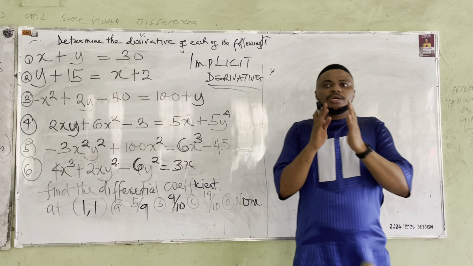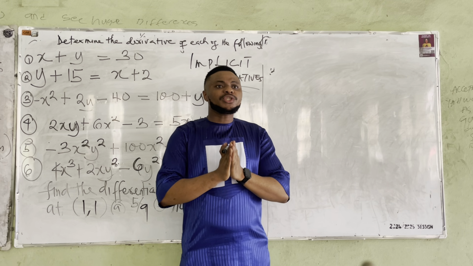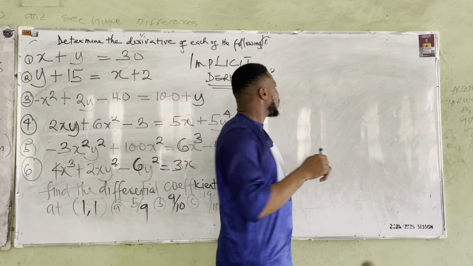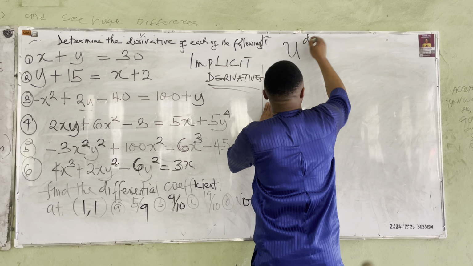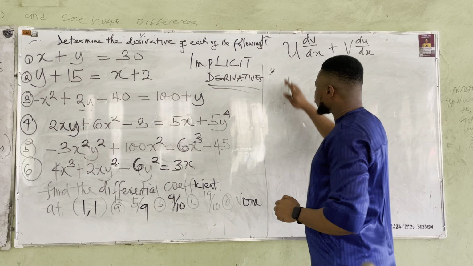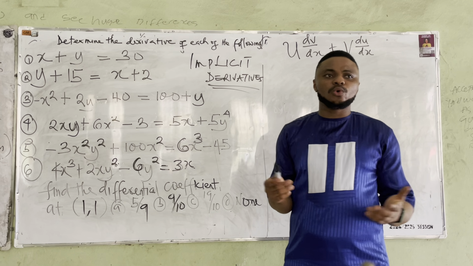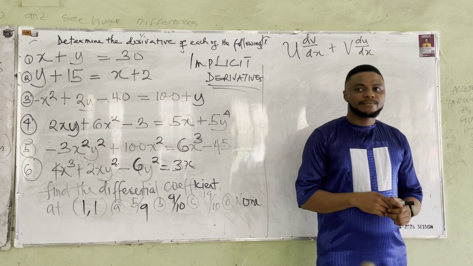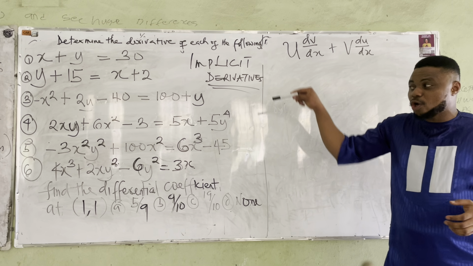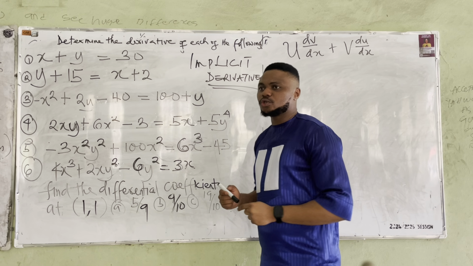So now, whenever x and y are together, listen, we use the product rule. We use the what? Product rule. And remember, the product rule is u dv over dx plus v du over dx. We use the product rule. Alright? But see, I always like to make it simpler. I always like to make it easier for students to understand, especially when it comes to using product rule inside implicit. Alright?